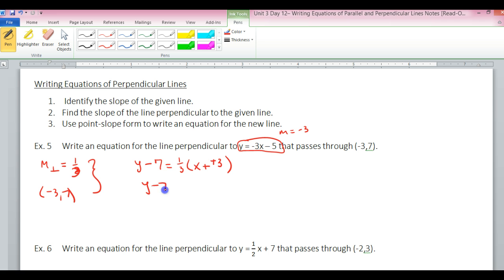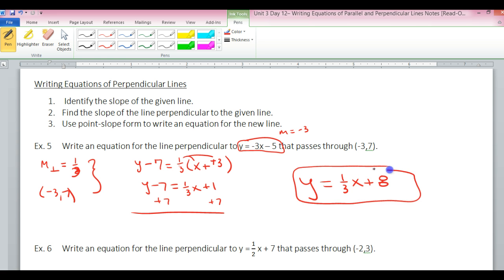And I get y minus 7 equals, distribute the 1/3, 1/3 x, and then 1/3 times 3. 1 times 3 is 3, divided by 3 is 1. Then I go ahead and I add the 7, and I get y equals 1/3 x plus 8. And we are done. Again, once I get the slope from this line, I am done with that. I don't need it anymore. The only thing I need it for is the slope.